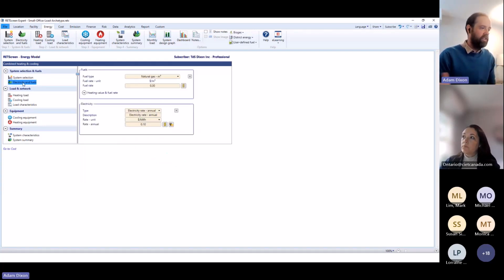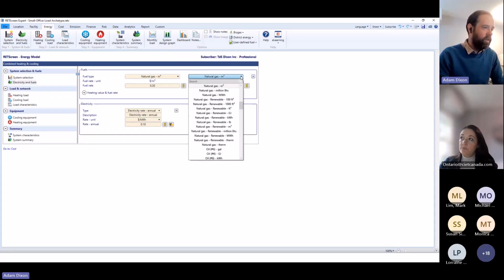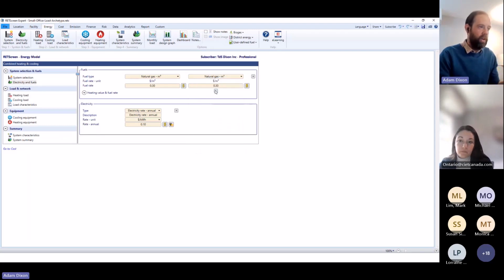We can bring in our electricity and our fuels. Right now we default to natural gas and electricity. If you use propane, or you want to use propane, or a biomass boiler, for example, you can bring all of that in here. RedScreen is very flexible in the types of fuels it has baked into it. There are lots of different options here, or you can bring in your own. If you know information about the fuel, you can define a custom fuel here.